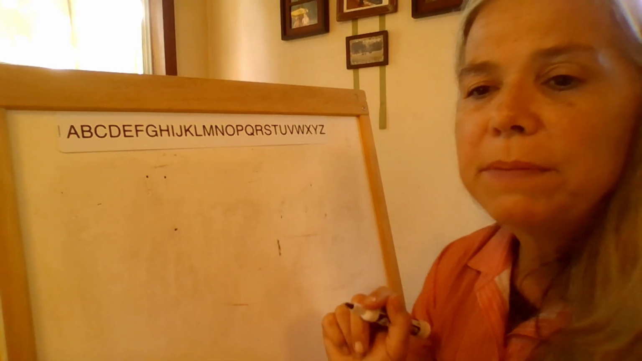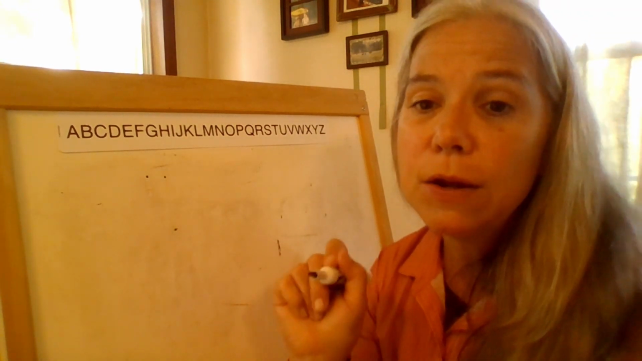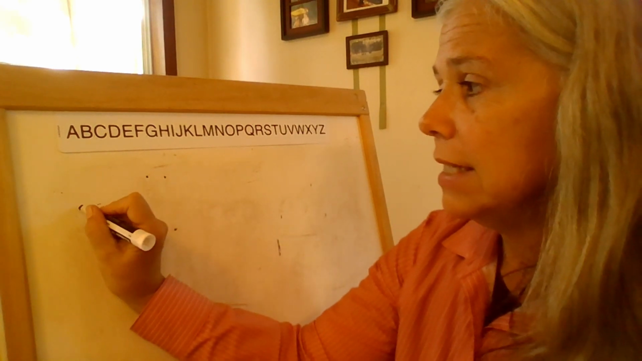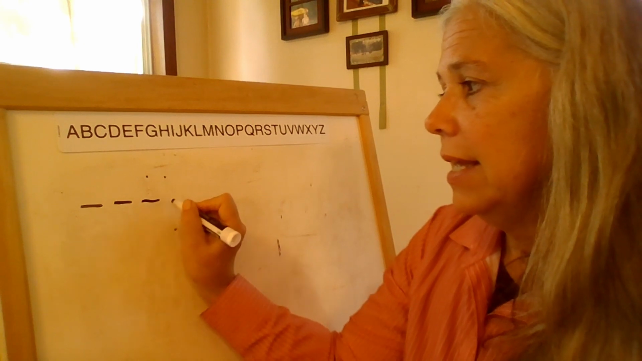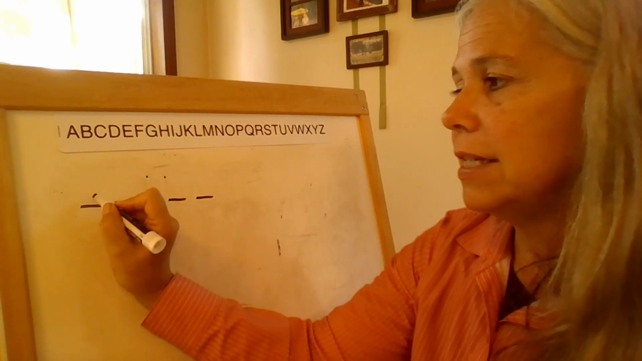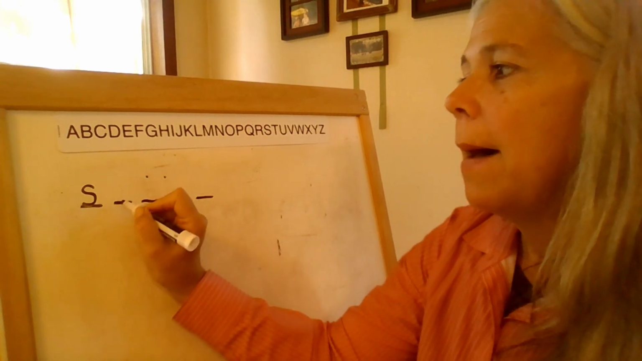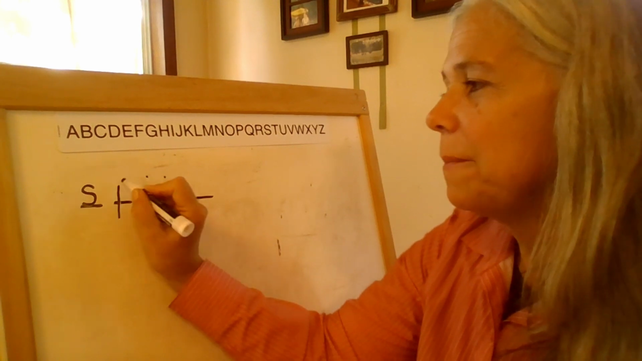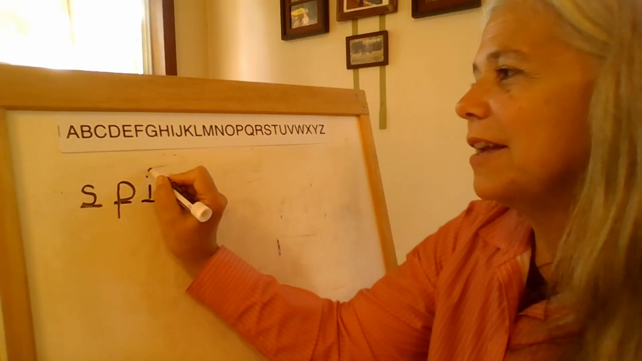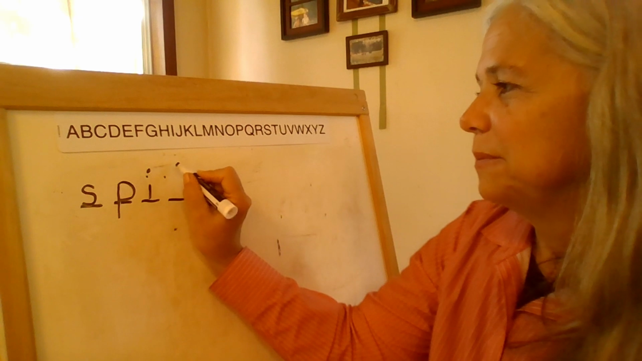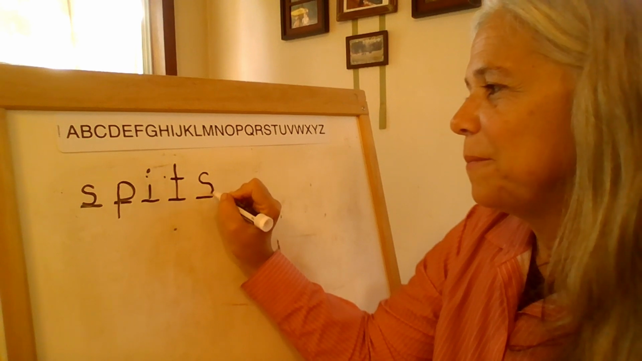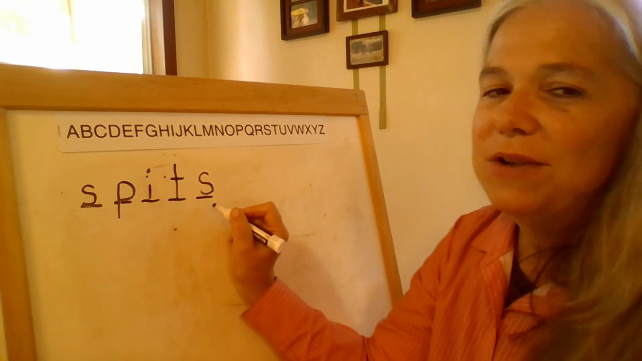Okay, to help us spell longer words, sometimes it's helpful to make a little dash for every sound you hear. So let's say spits very slowly. S, p, it, s, spits. Let's write a sound for s. S, T, I. That's right, it's an I. Correct, T. Spits, an S. Read that word. Very good.